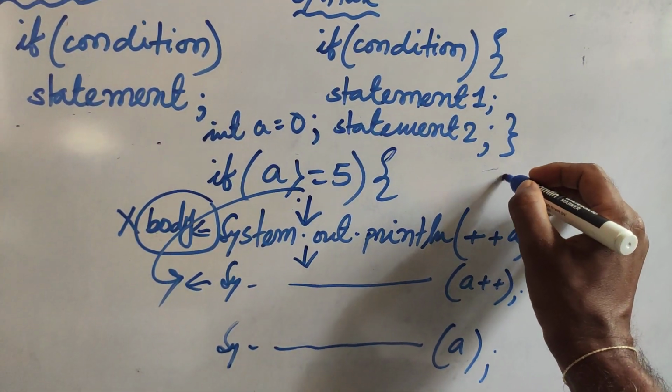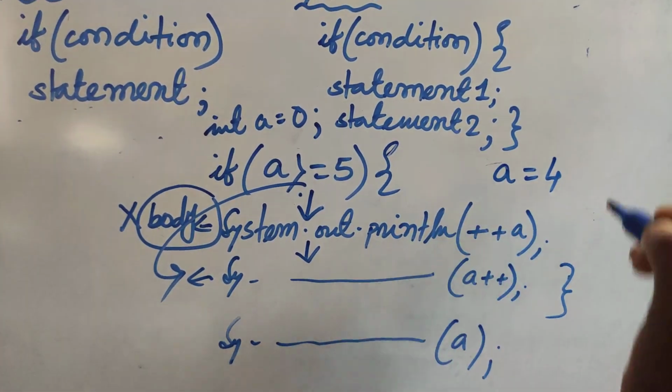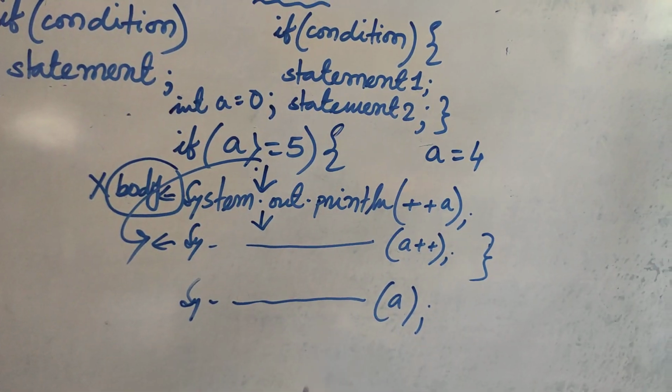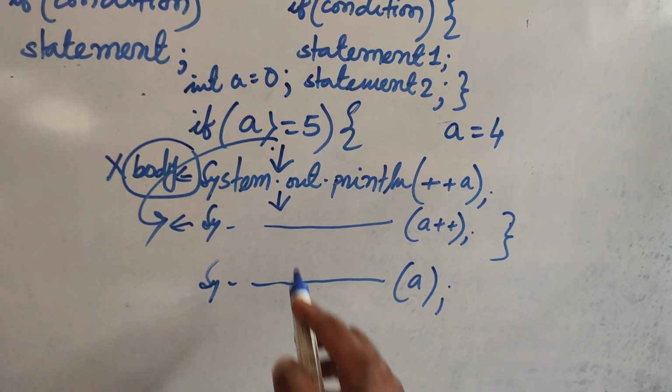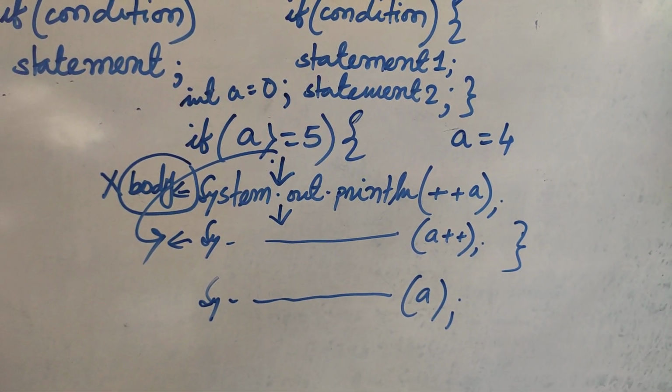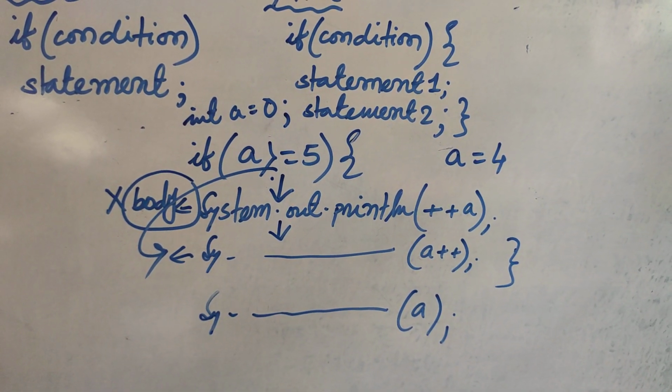Just think A equal to 4. What output will you get on the screen? 4 greater than or equal to 5. The condition is false.